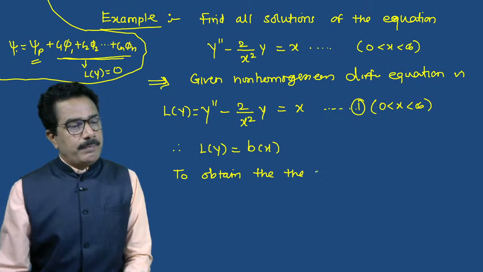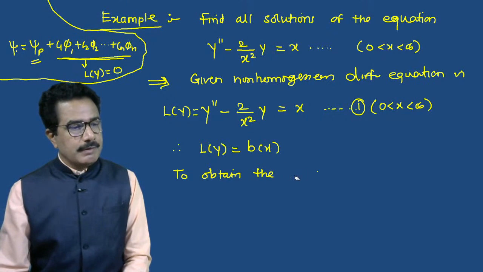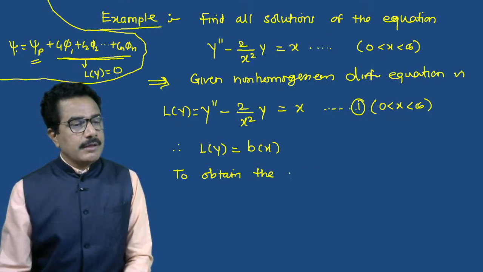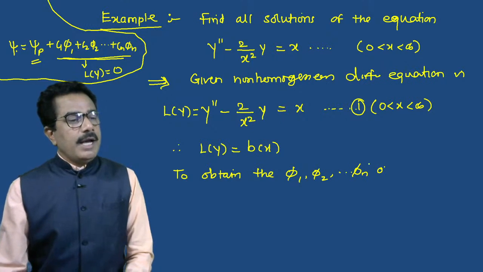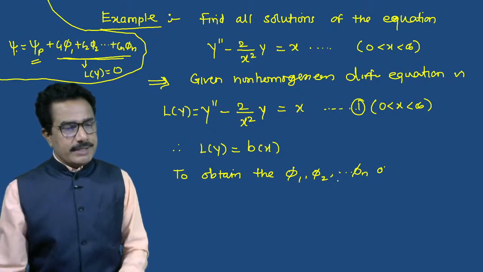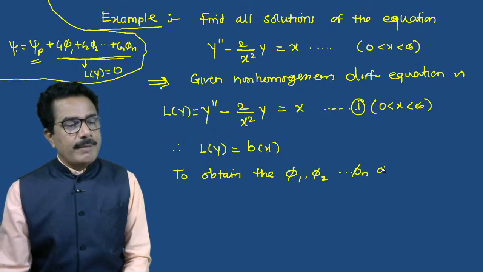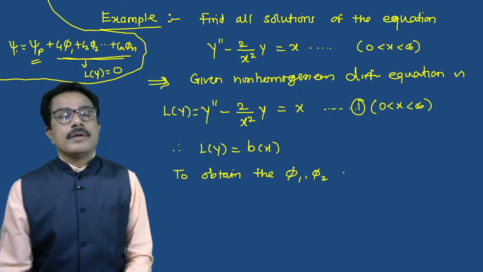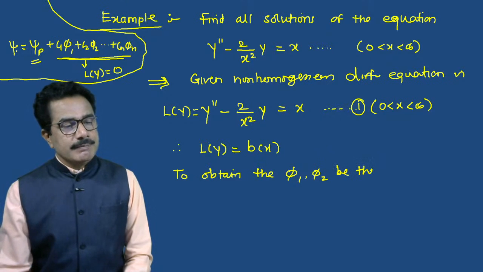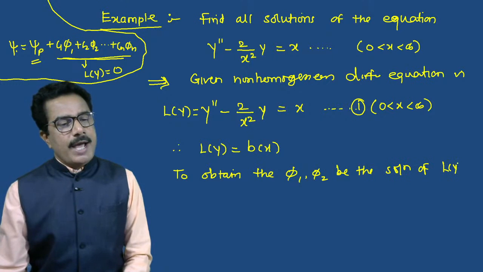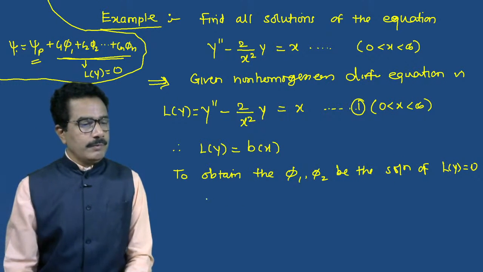the basis, obtain the phi 1 comma phi 2 ... phi n. अभी यहां पे सेकंड ऑर्डर डिफरेंशियल इक्वेशन है, सो वी कैन राइट phi 1 comma phi 2 be the solution of L of y which is equals to 0.